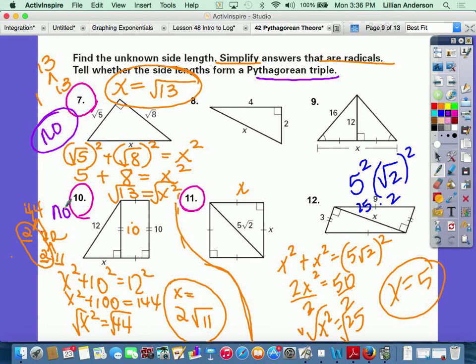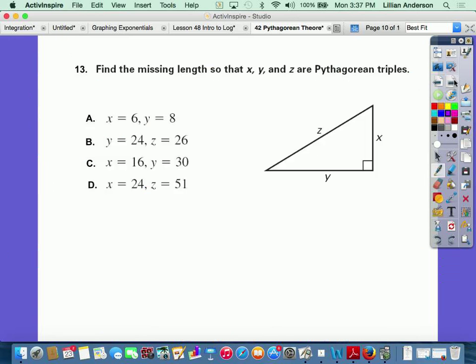Number 10, this is not a Pythagorean triple because, again, one of our sides was 2 root 11. And over here, for number 11, the hypotenuse had a 5 square root of 2. So no, this is not a Pythagorean triple either. Okay? So that's how Pythagorean triples work.